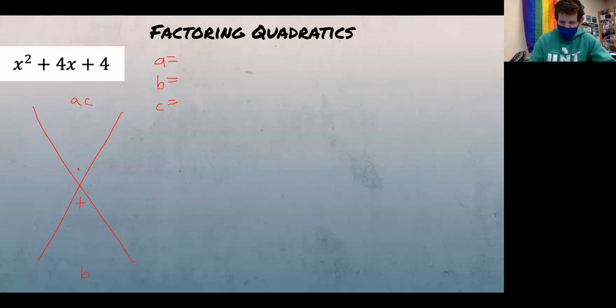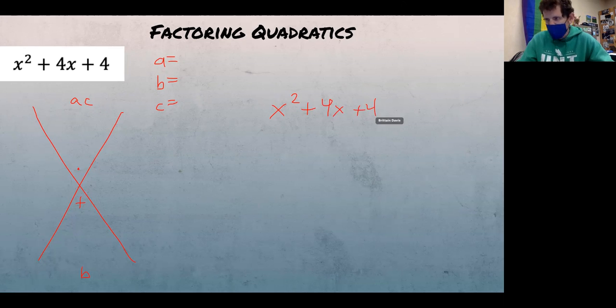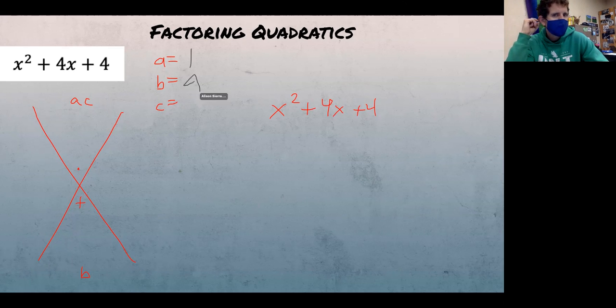Okay, so let's do this. I'm going to put this down, x squared plus 4x plus 4. And someone feel free to write in the next line of your factoring, the next line of this process. There we go. That's okay. We can double up, that's fine.